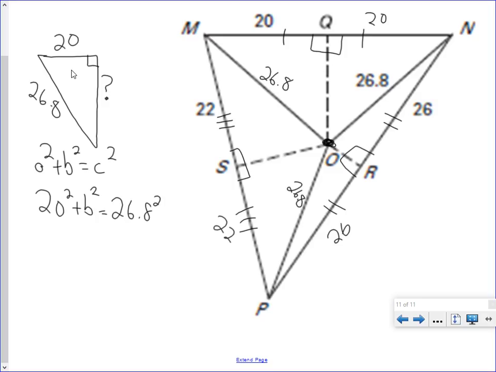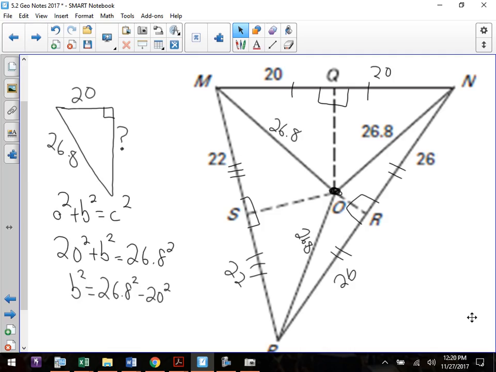This is what I did here, MOQ? Yes. Now, you guys all agree that you can just press buttons to figure out what 20 squared and all that is? Now, if I do this, I can say that B squared is going to equal 26.8 squared subtract 20 squared. Now, what I want to do is make sure you guys know how to use your calculators.